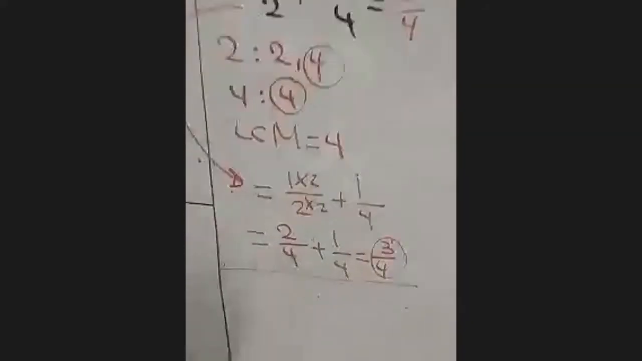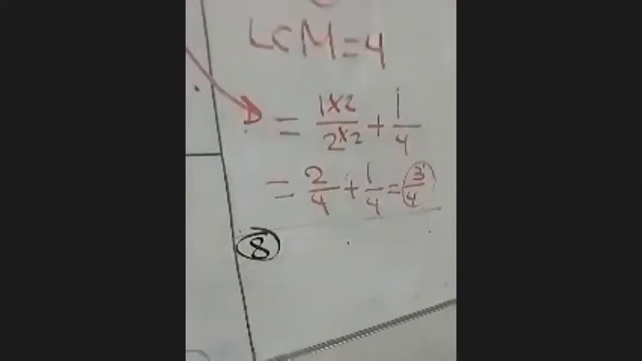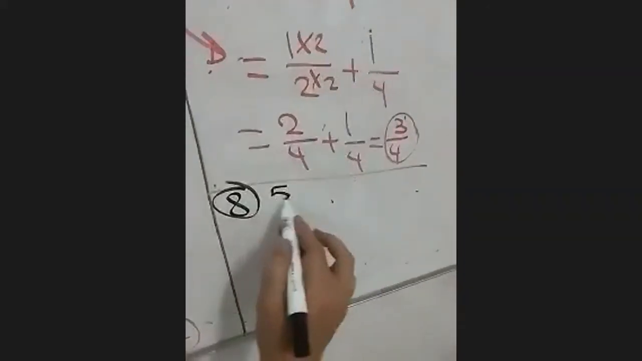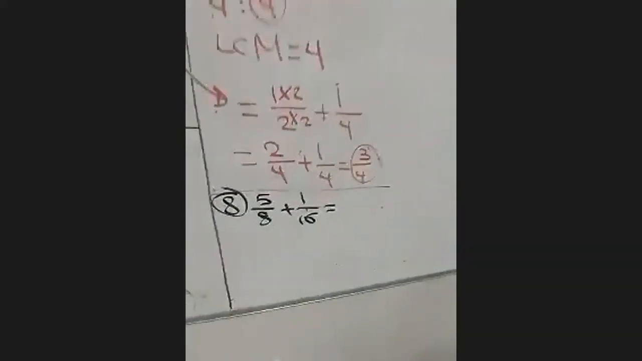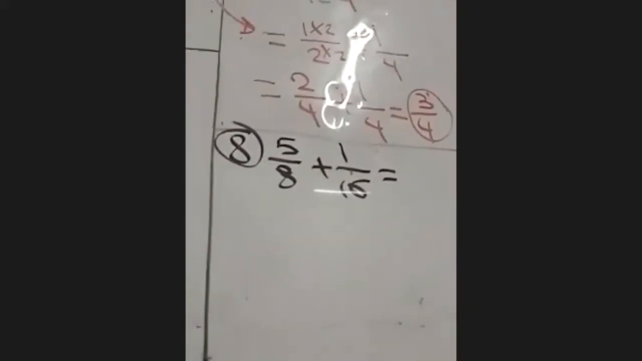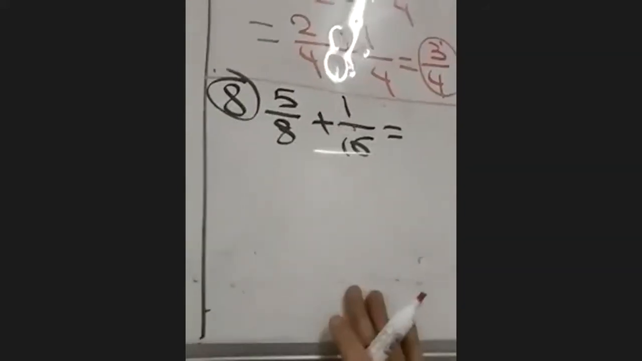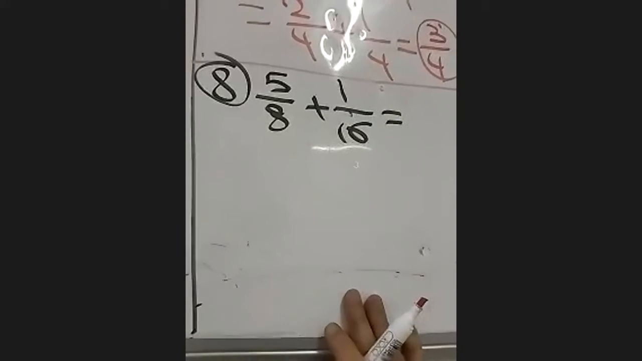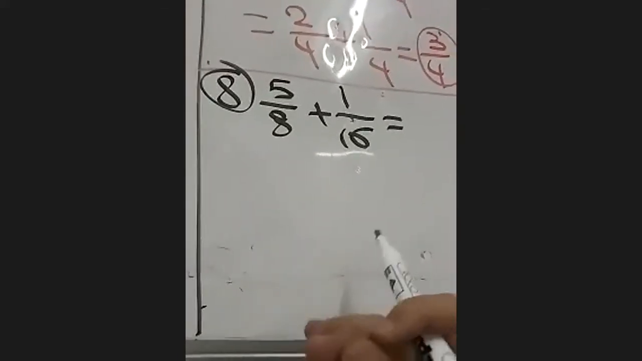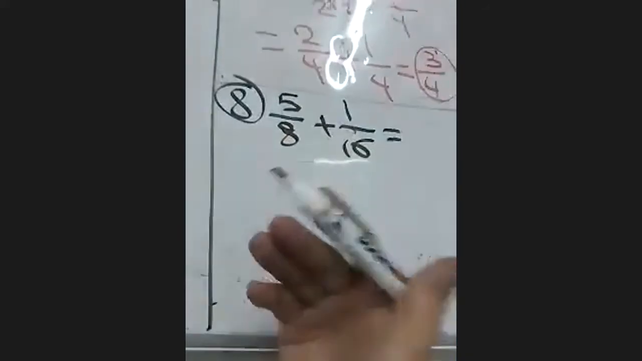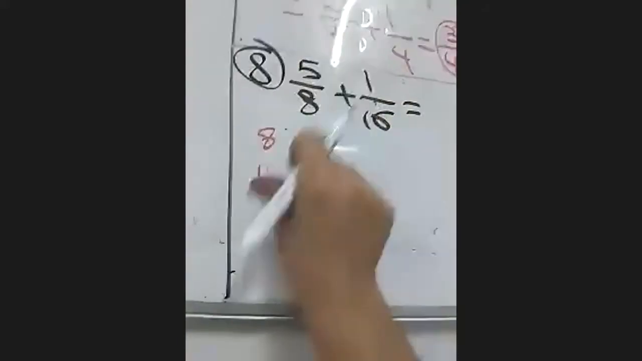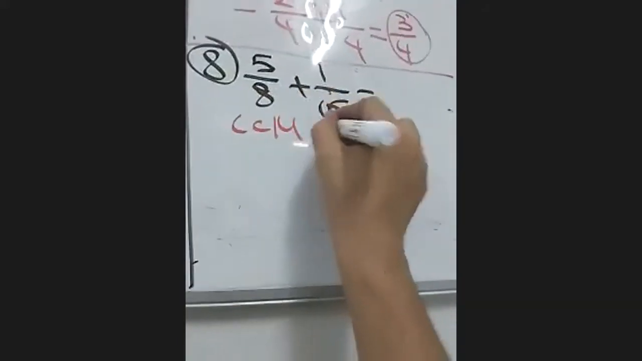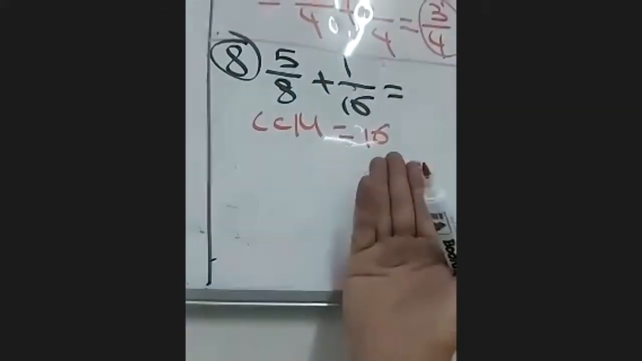Question 8. 5 over 8 plus 1 over 16. What will I do? We'll find the LCM for the 8 and the 16. No, 16. Focus. The least common multiple is not the number we multiply. The least common multiple we find it. What is it? It will be 16. I will make the two numbers to be what now?